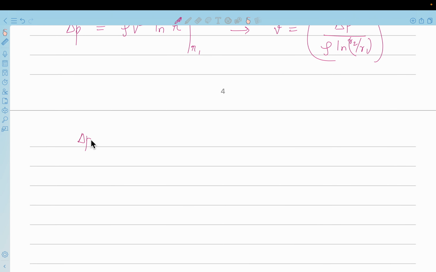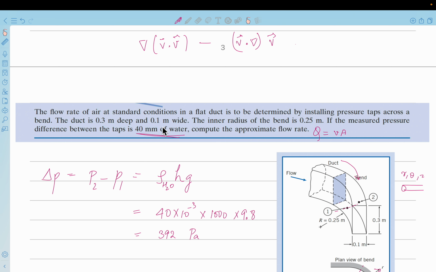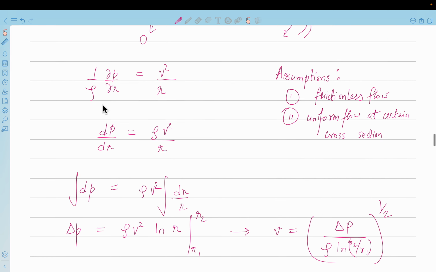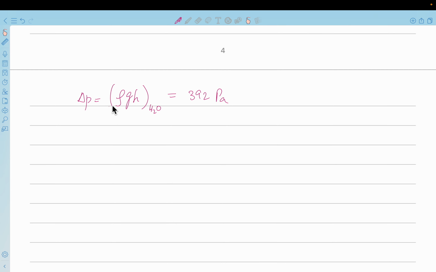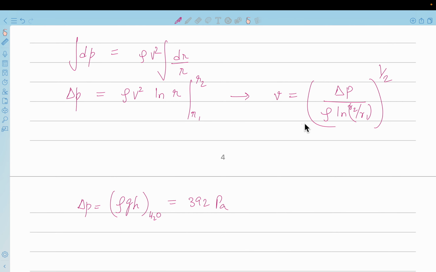Yes, so we know delta P is rho g h of water, and this we have found is 392 Pascal. And again, this density we will take as air, because I think it's given in the question that the flow is of air. So here we have to assume rho air, and you can take the density of air as 1.23 kg per meter cube.